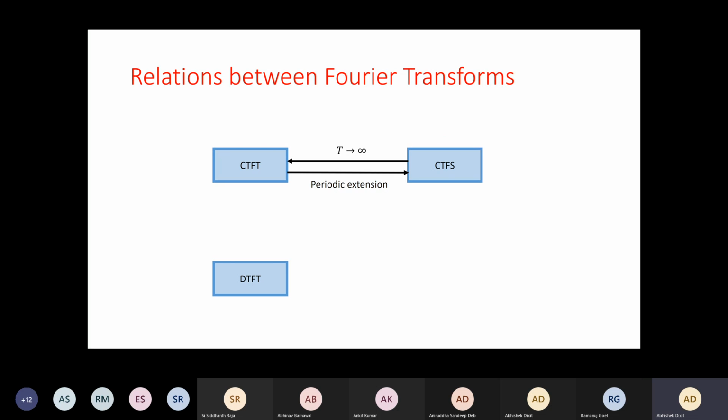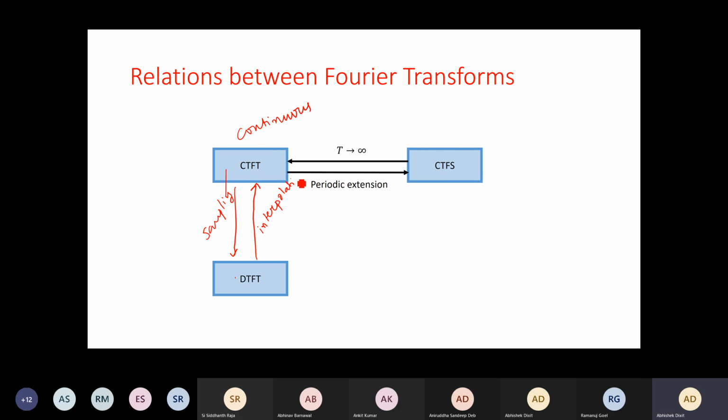Now from CTFT to DTFT, what is the relationship? How can you go from CTFT to DTFT? You have a continuous signal here, and here the signal is discrete. So if I sample my continuous signal, I can go to DTFT. So going from CTFT to DTFT is easy. You have to do sampling. How will you come back from DTFT to CTFT? We have to do interpolation.